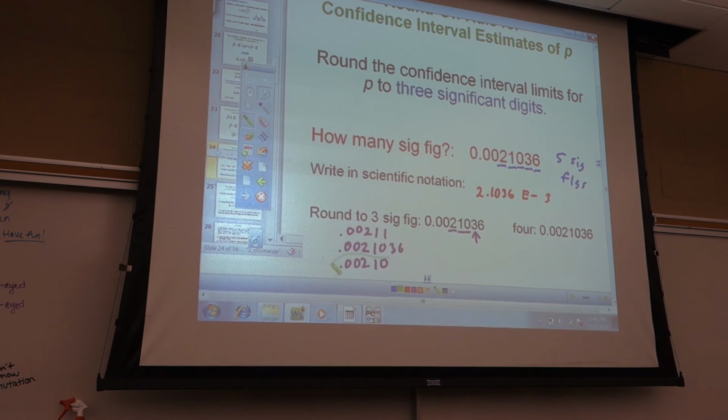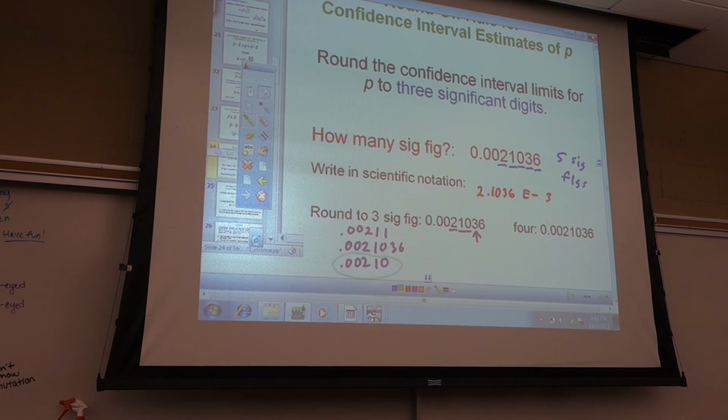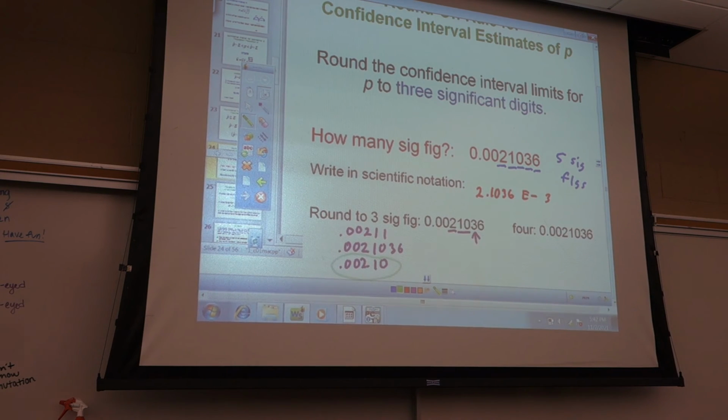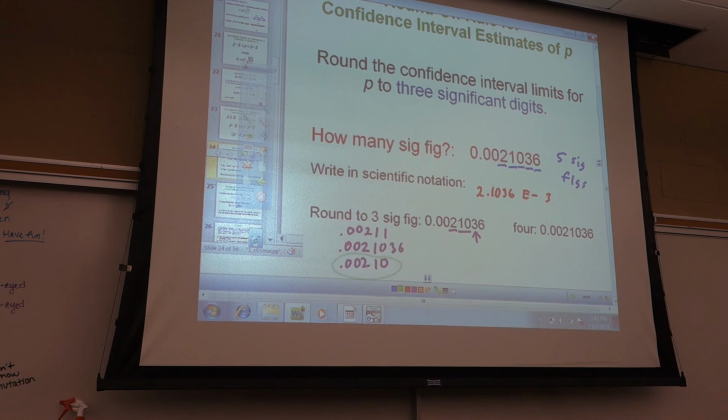Okay, now try it out with the next one. I want to round the next one to 4 sig figs. Do it now, 4 sig figs. It will be 2104. This we round down.